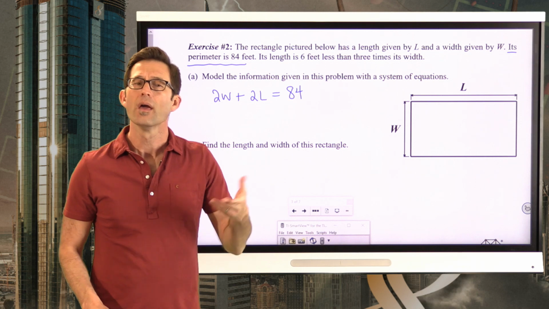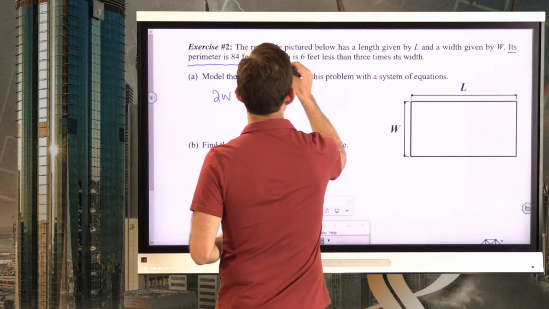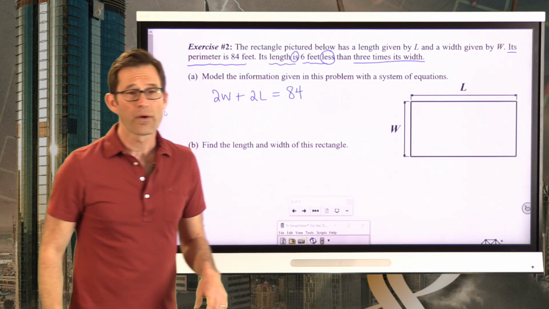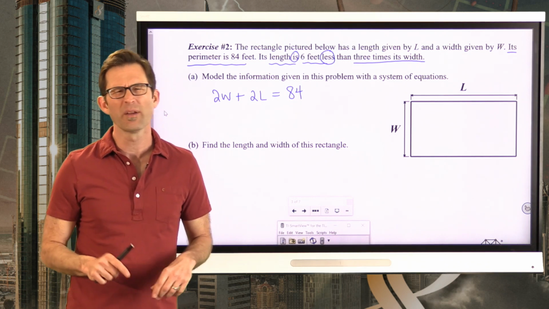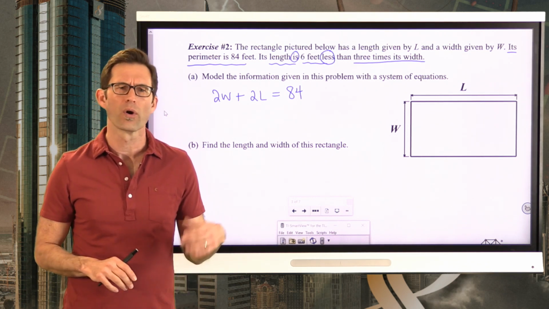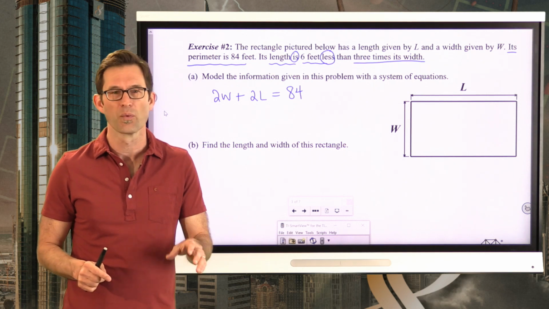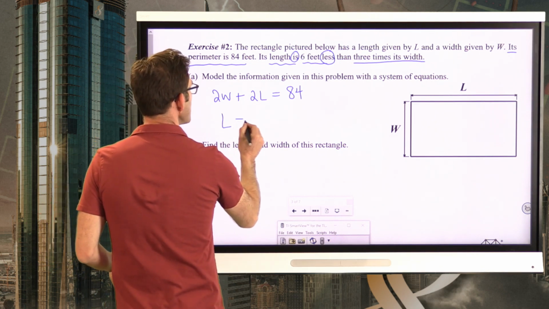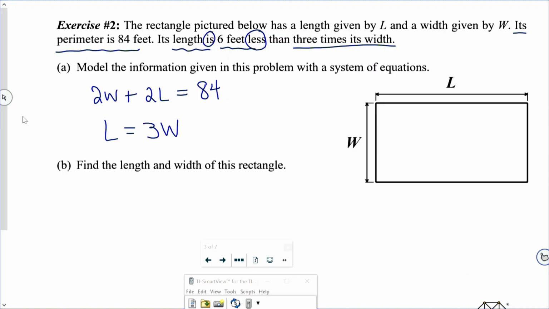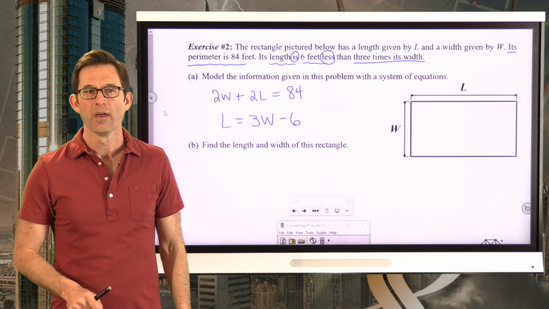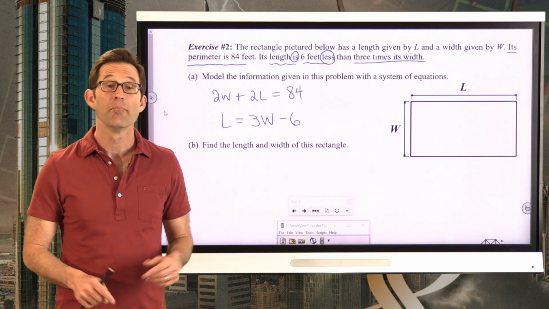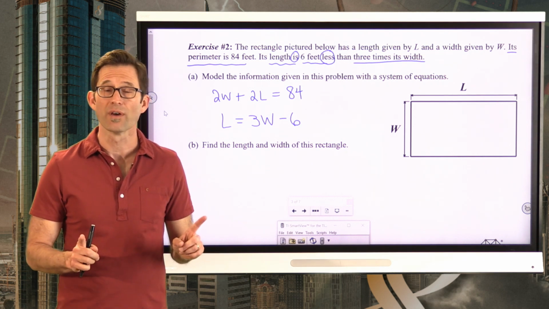I get 84. Now, the other piece of information they give me is the fact that its length is 6 feet less than 3 times its width. Here's where the order really matters. We talked in the last problem, it didn't really matter if you had A equals 2B plus 4, A equals B plus 2B, A equals 4 plus 2B. In this problem, this is critical. The length is 6 feet less than 3 times the width. It must be this. It cannot be 6 minus 3W. If you have 6 minus 3W, that is completely different than 3W minus 6. But now we have our system, and we can solve it.